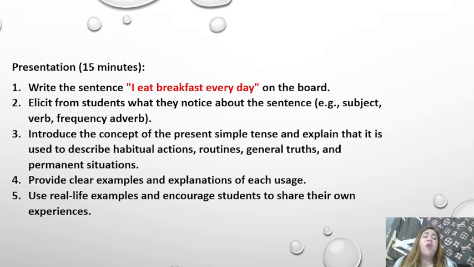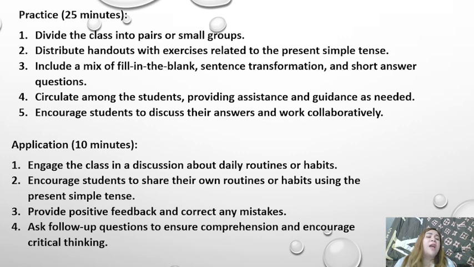And of course, you have to encourage your students to share their own experiences, like what are they doing every day and what happens every day, and what do you do when you see the teacher and what the teachers do when they see the students, something like that. And then after that, you can proceed to practice for about 25 minutes.